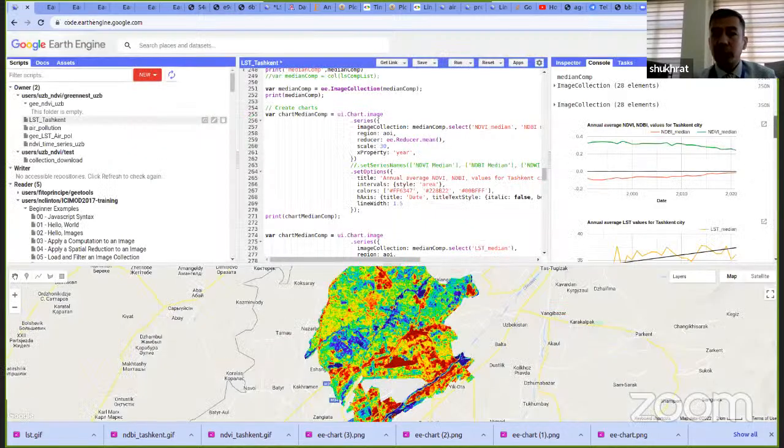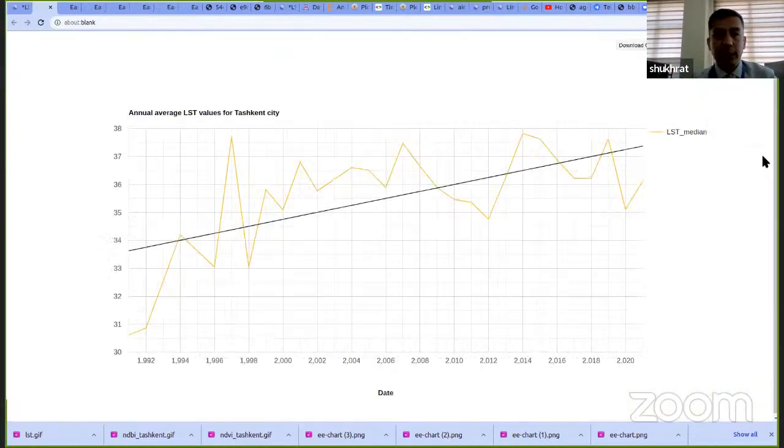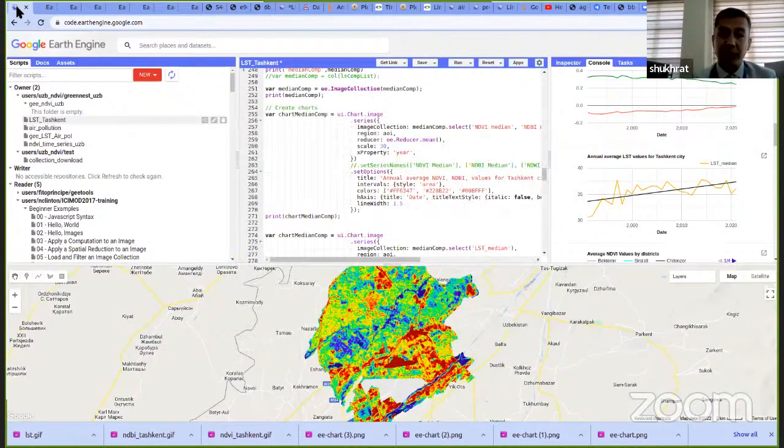So then I also calculated the land surface temperature. You can see how land surface temperature has changed over time in the city. This is the median trend, just a trend of change. You can see in 1991, the median land surface temperature was about 33 degrees. But right now, in 2021, it's 37.3. So it's also a very big change. In the last 40 years, the temperature of the city has increased by 5 degrees.